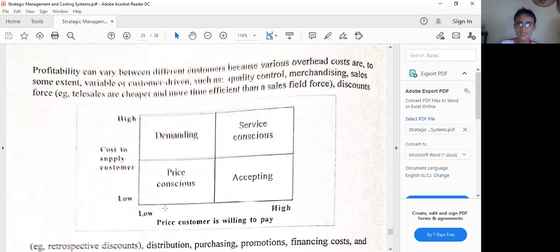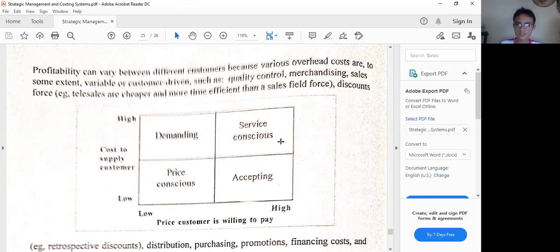You have demanding customers. They have low willingness to pay for the price, but they are going to be dealing with high cost because they are into rush orders, immediate delivery. So we need to adjust to them. They're very costly, but they are not willing to pay the high price. So that's the sad thing there. Next is price conscious. So they want low prices and they are low cost or low maintenance customers. So it's okay, right? We can adjust for them.